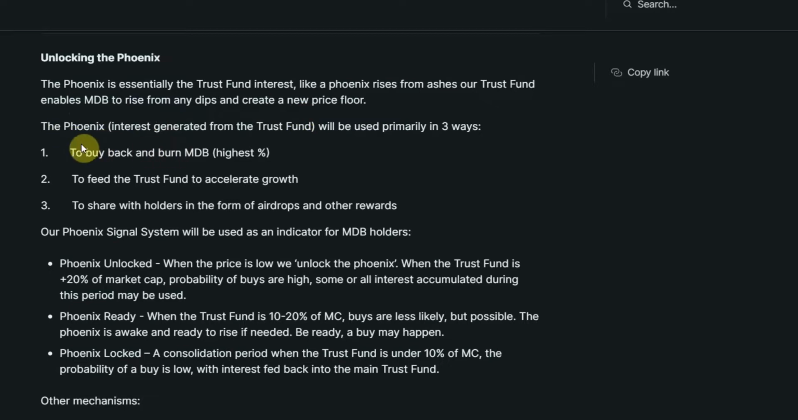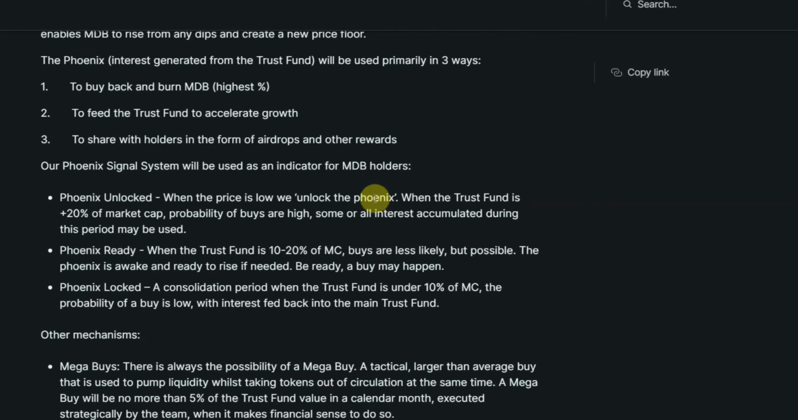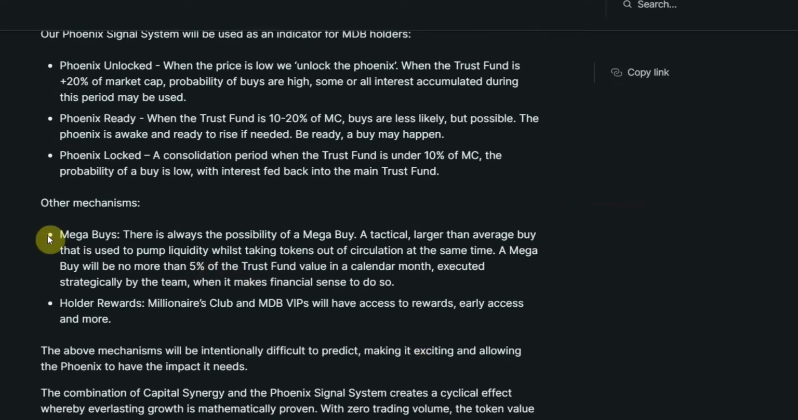Okay, so what's the job of the Phoenix? It will be used primarily in three ways. One, to buy back and burn MDB, the highest percentage. Two, to feed the trust fund to accelerate growth. Number three, to share to shareholders in the form of airdrops and other rewards. I'm not gonna read too much about this. I want you to do your own research as well. Let's say that it's all good.